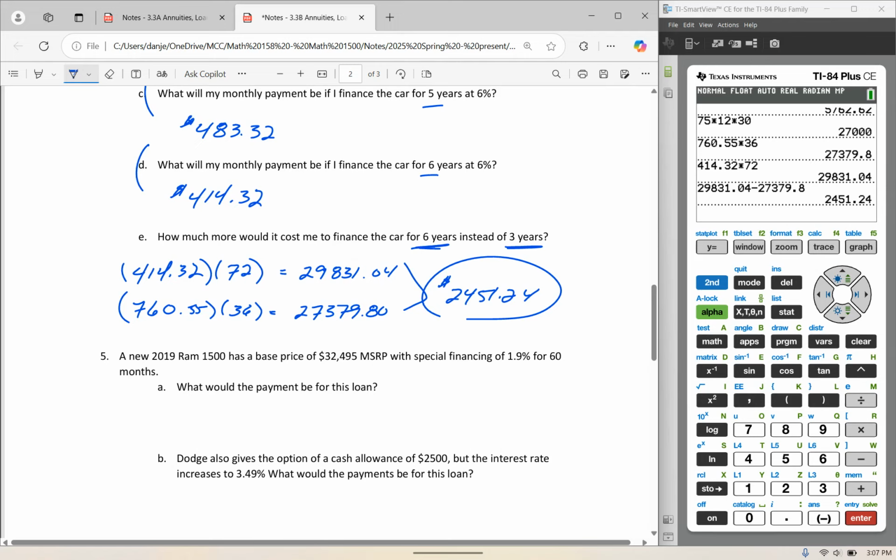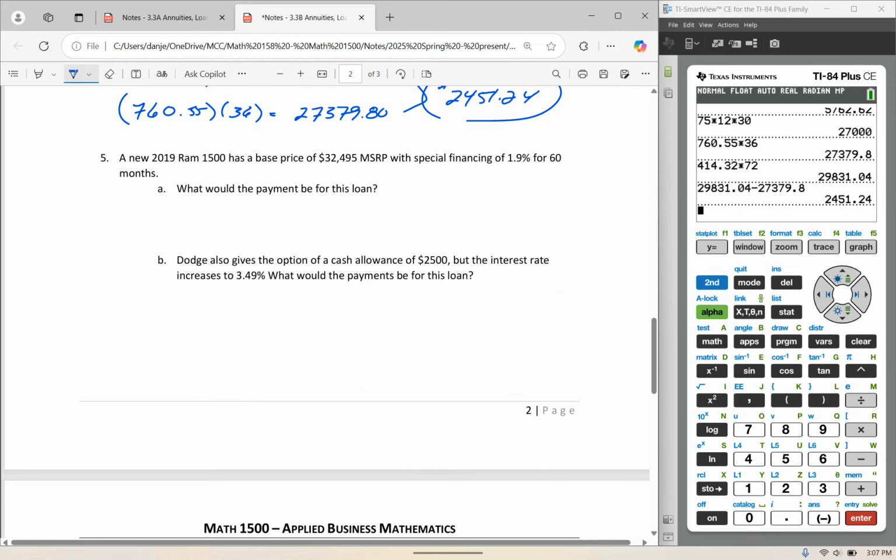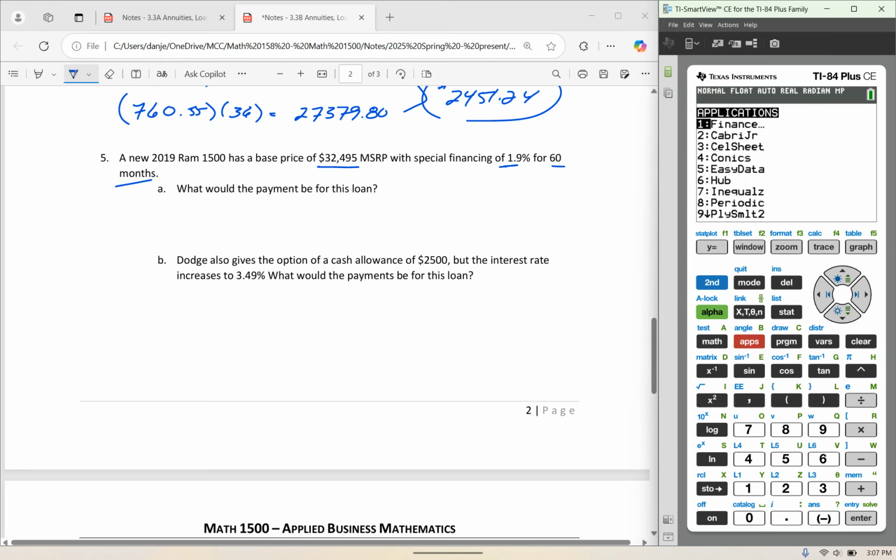Okay. Number 5, a new 2019, so this is a little bit outdated, but a new 2019 Ram 1500 has a base price of $32,495 MSRP with a special financing of 1.9% for 60 months. What would be the payment on that loan? Okay, so let's go back to our TVM solver.